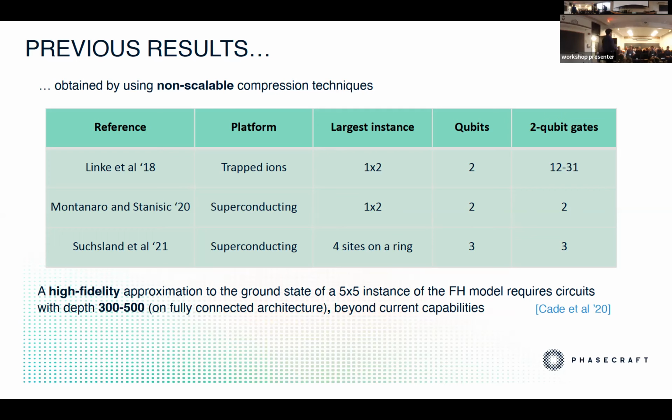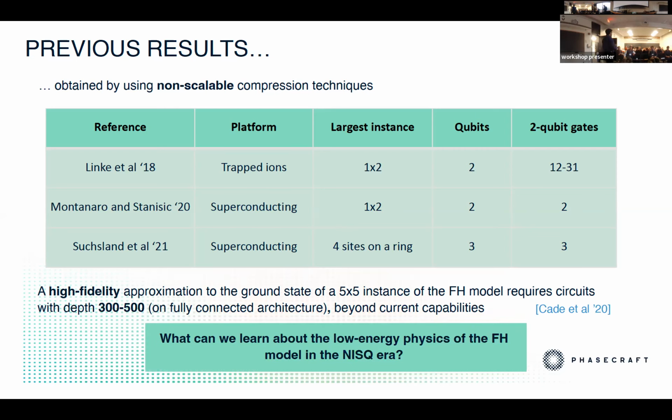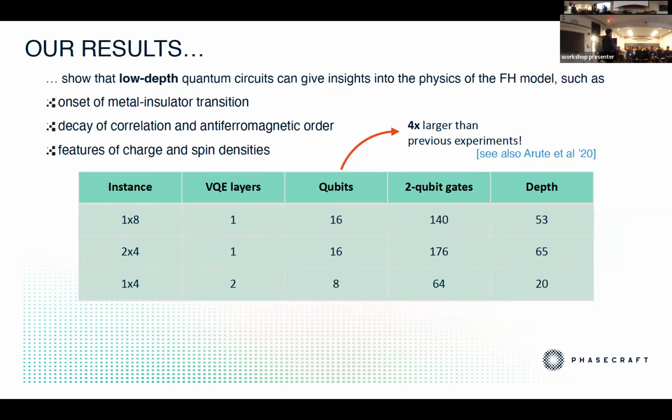And part of the PhaseCraft team demonstrated a couple of years ago that to do this, you need an ansatz with 300 to 500 layers. And this is layers, not two-qubit gates. Each layer consists of many two-qubit gates. So you have to imagine that you need roughly an order of magnitude more gates to get this kind of accurate approximation. So can we do something with our current devices?